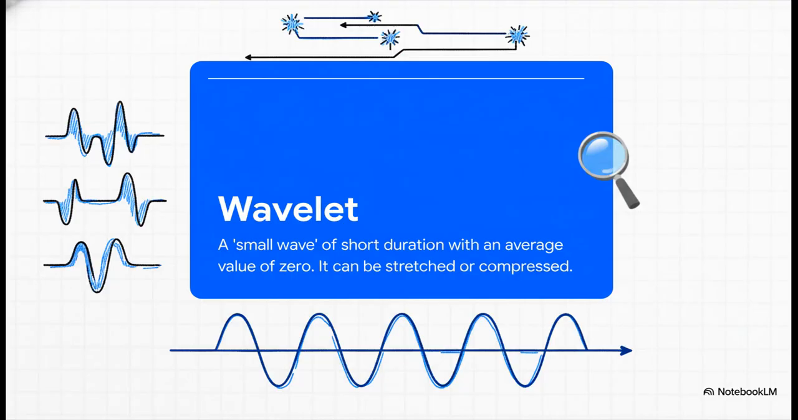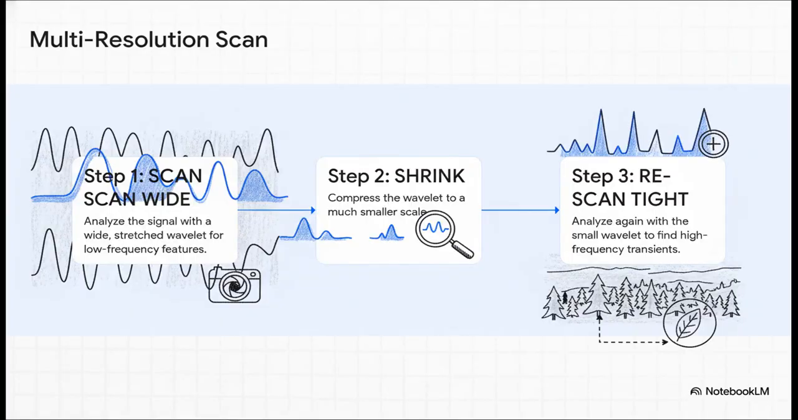So what in the world is a wavelet? Well, the name itself is a pretty big clue. It's literally a small wave. Unlike those infinite, never-ending sine waves of the Fourier transform, a wavelet is a short, localized little pulse of energy. And its superpower? Its ability to be stretched or compressed, to completely change its scale on demand. So here's how that zoom lens actually works. It's what's called a multi-resolution analysis.